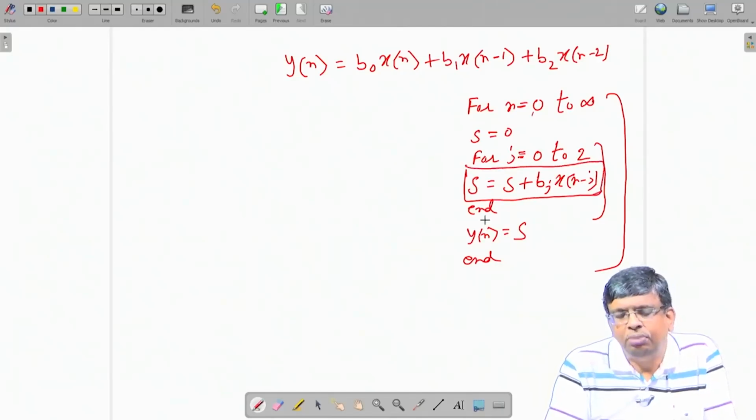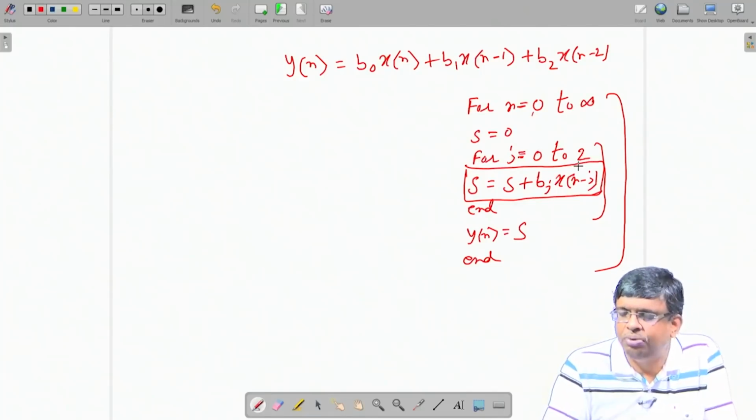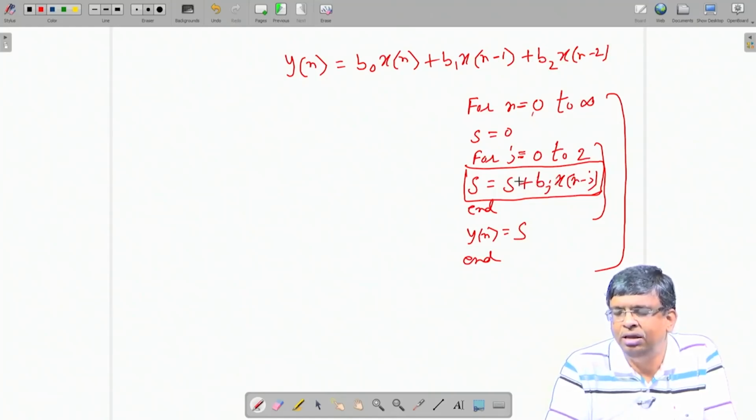You will see my DG was a two dimensional DG. One axis was n, another j. n was taking various integer values, j was taking various integer values, and for a particular n comma j pair, there was a processor of this kind: incoming s, plus multiplication and accumulation, incoming s, incoming b, incoming x, they are multiplying, adding with incoming s, giving a new result.